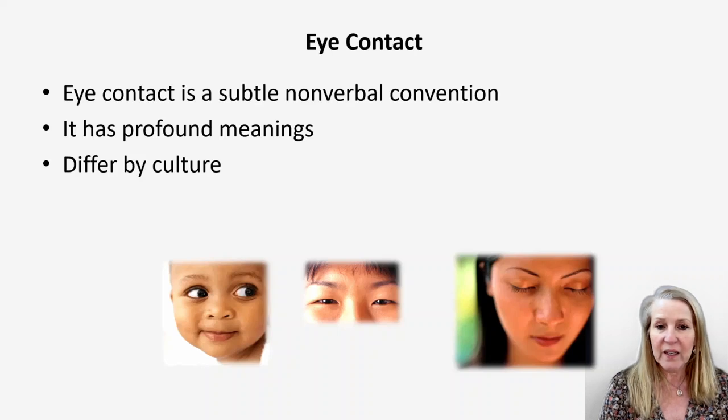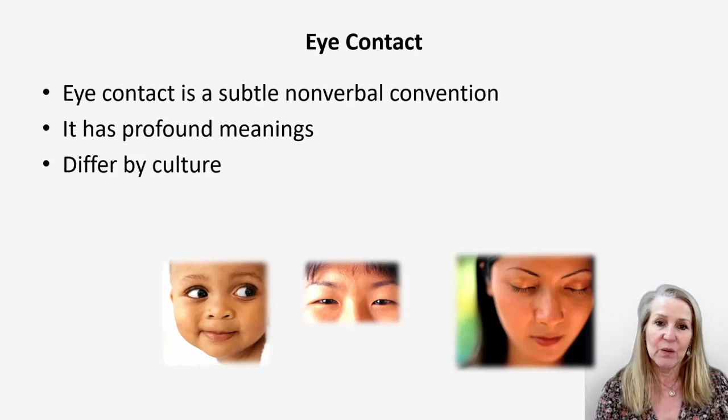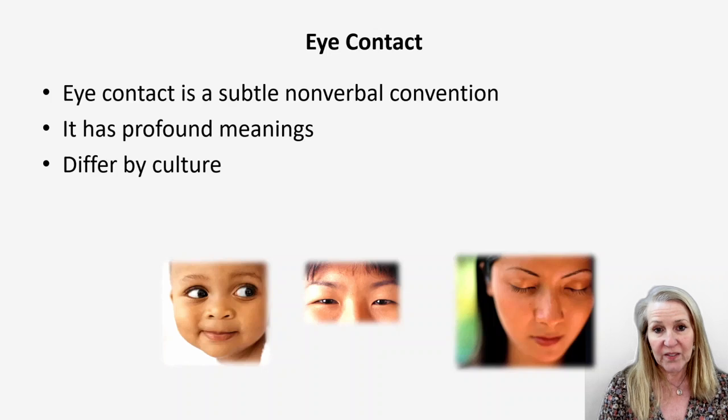So a lot of Americans believe that eye contact is a sign of honesty, and that if you look someone in the eye, you mean what you say. And if somebody avoids eye contact, they may have something to hide. We may interpret that as negative. But in Japan, and many of you may know this, direct eye contact is seen as aggressive, it's uncomfortable, and it's an intrusion into privacy.